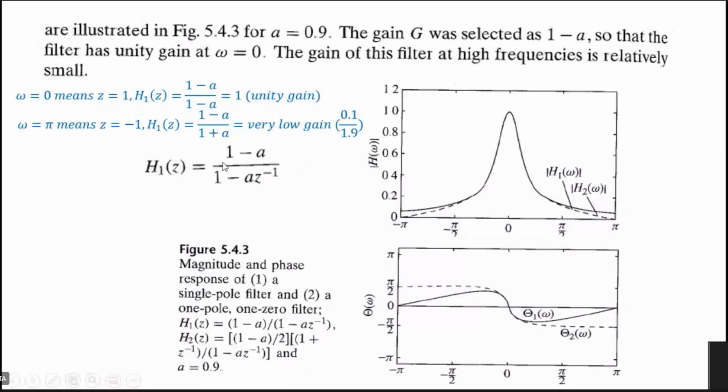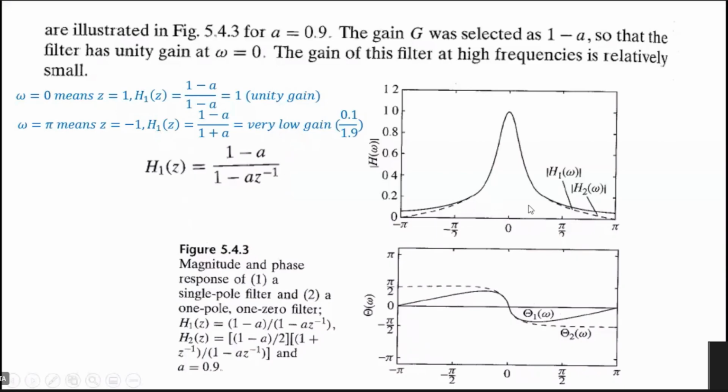If you put z inverse by 1 by z, that 1 by z term will go into the numerator. So that makes it 0 at z is equal to 0. This is one transfer function, H1(z).